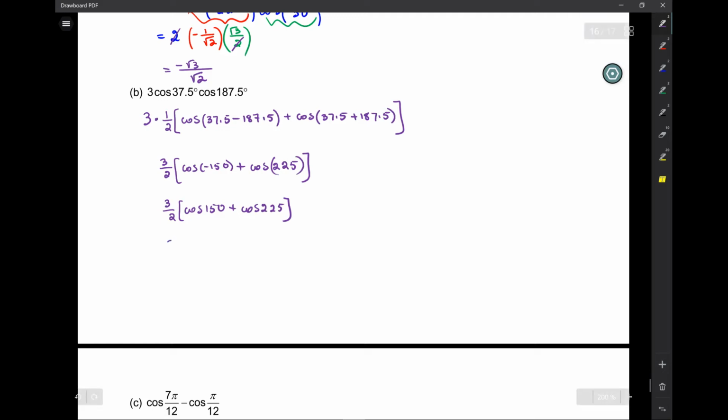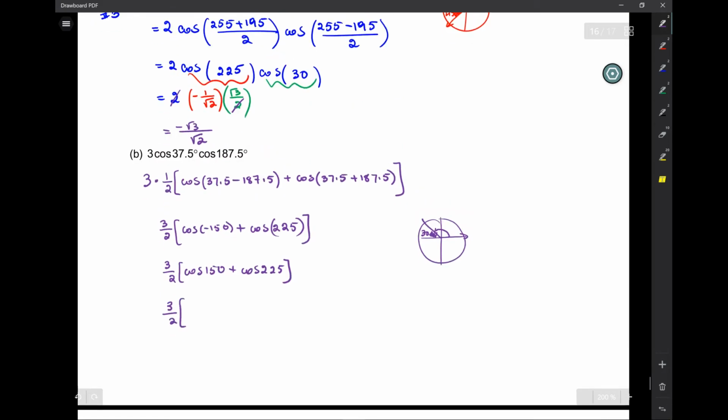Okay, so this is 3/2. What about that one? Cosine of 150. What do we think? Its reference angle is 60. So what quadrant is this in? 3. No, it's 2. Reference angle is 30. And now I want the cosine. I feel like we just did the cosine of 30. Negative root 3 over 2.